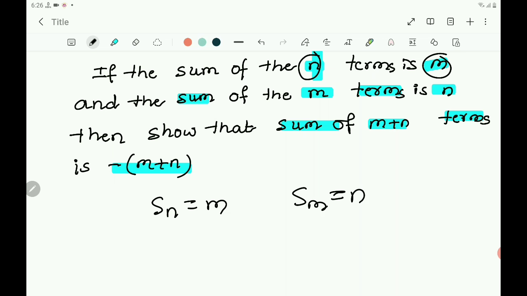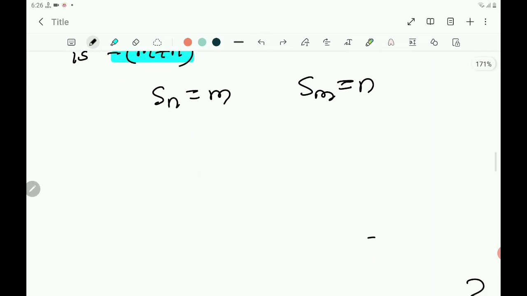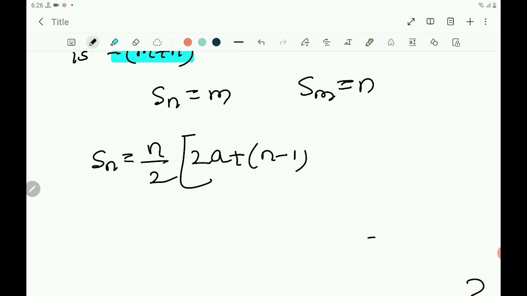And what we have to show? We have to show that S of m plus n is equal to minus of m plus n. This is to be proved here. Now let us write the formula for both. First you take Sn. Sn is equal to n by 2 into 2a plus n minus 1 into d, which is equal to m.